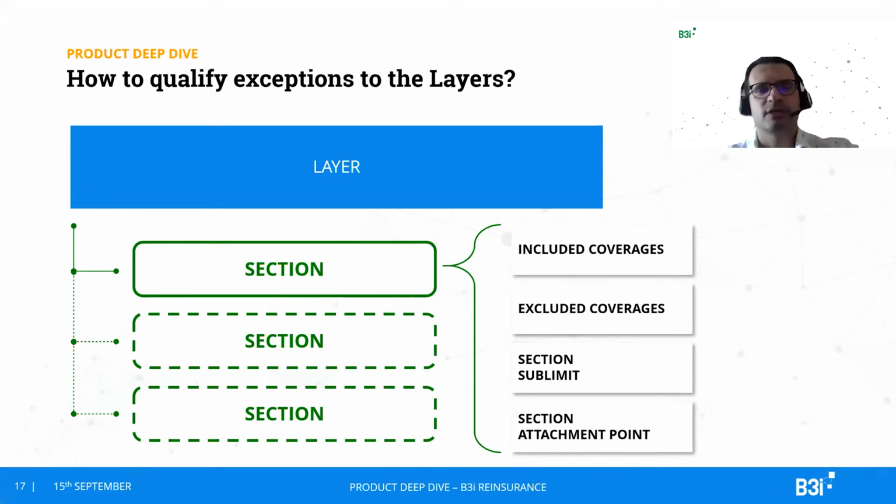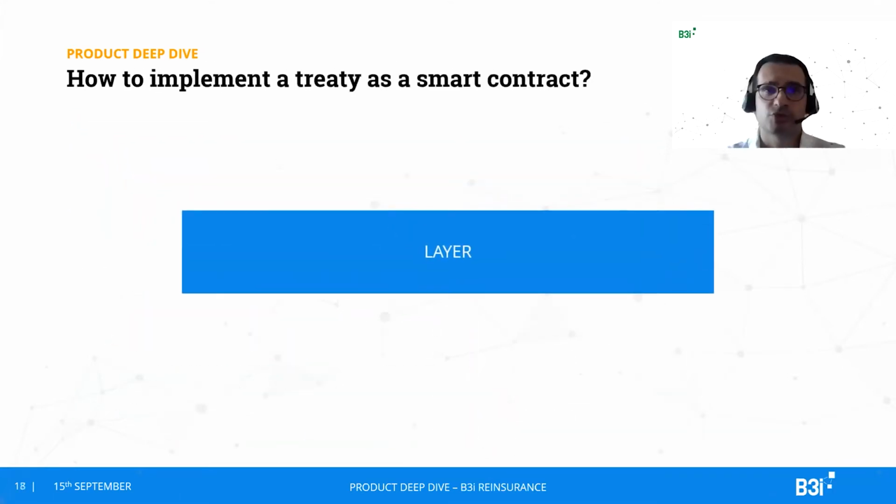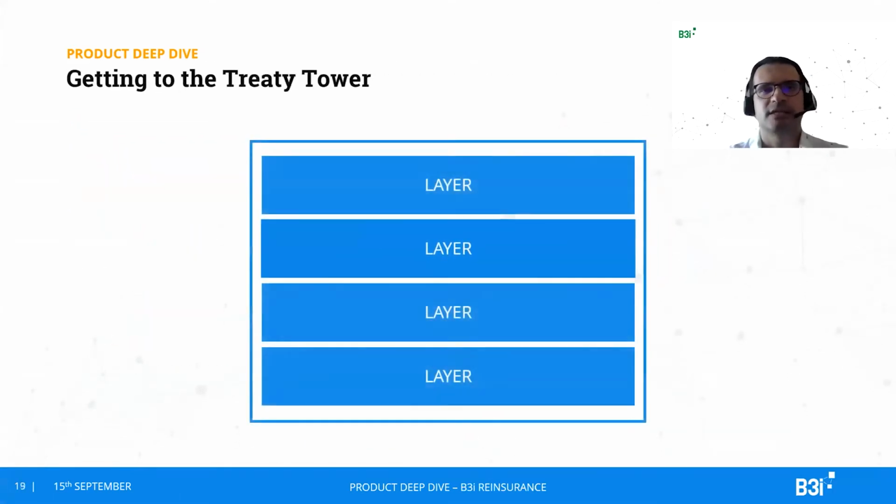So if you move on to the next slide, you can see after talking about all this modular way of defining the coverage, that in the end, the treaty consists of multiple layers.